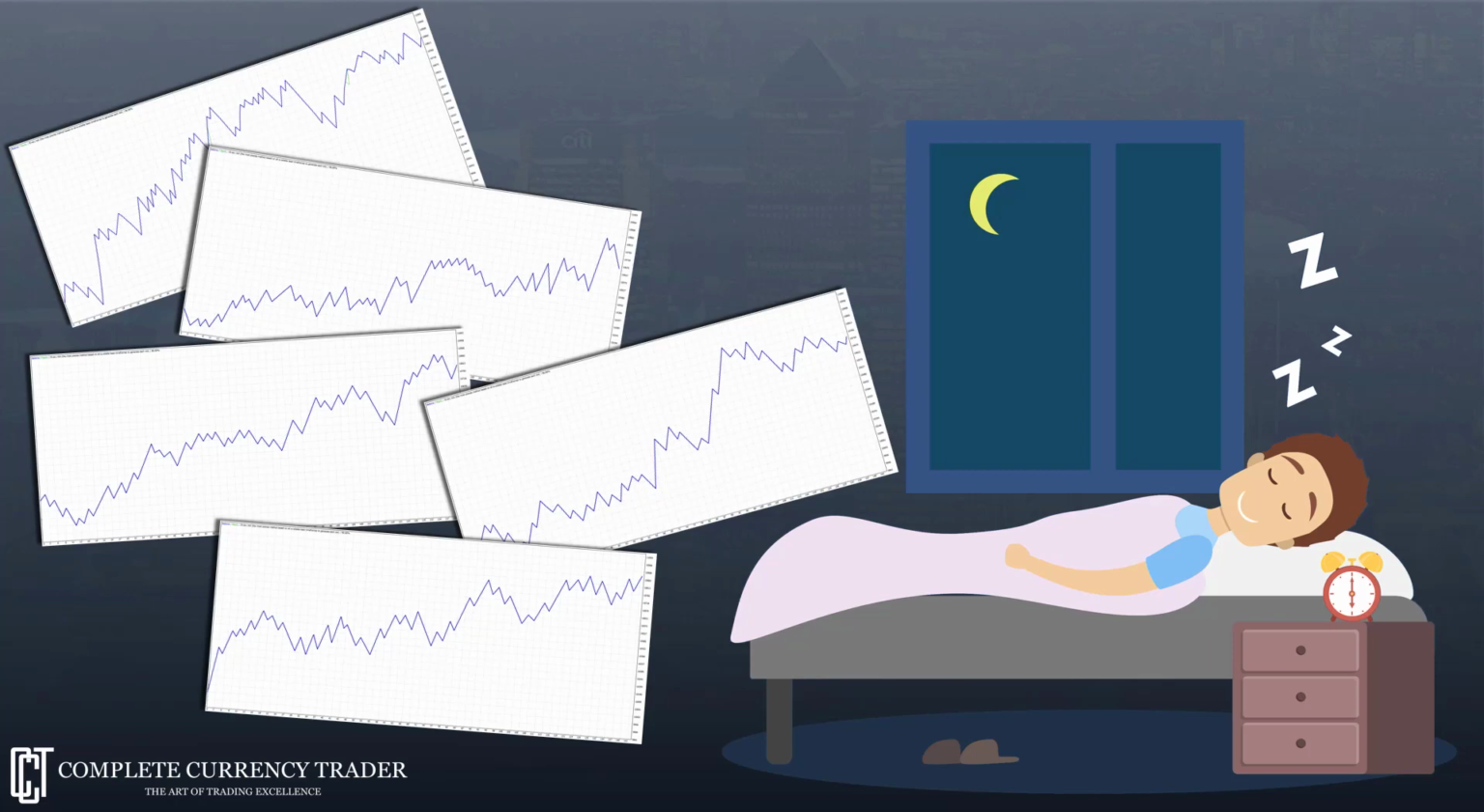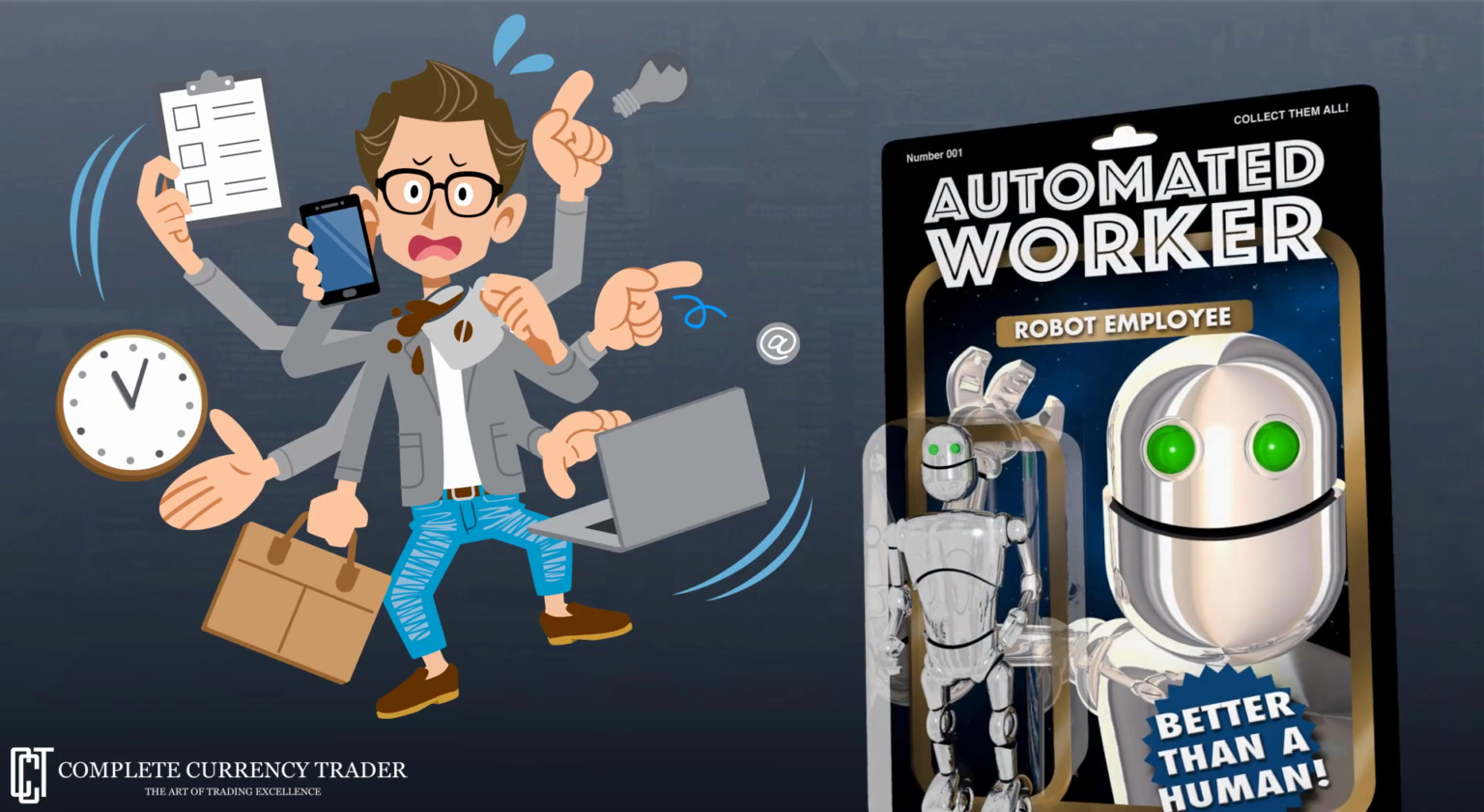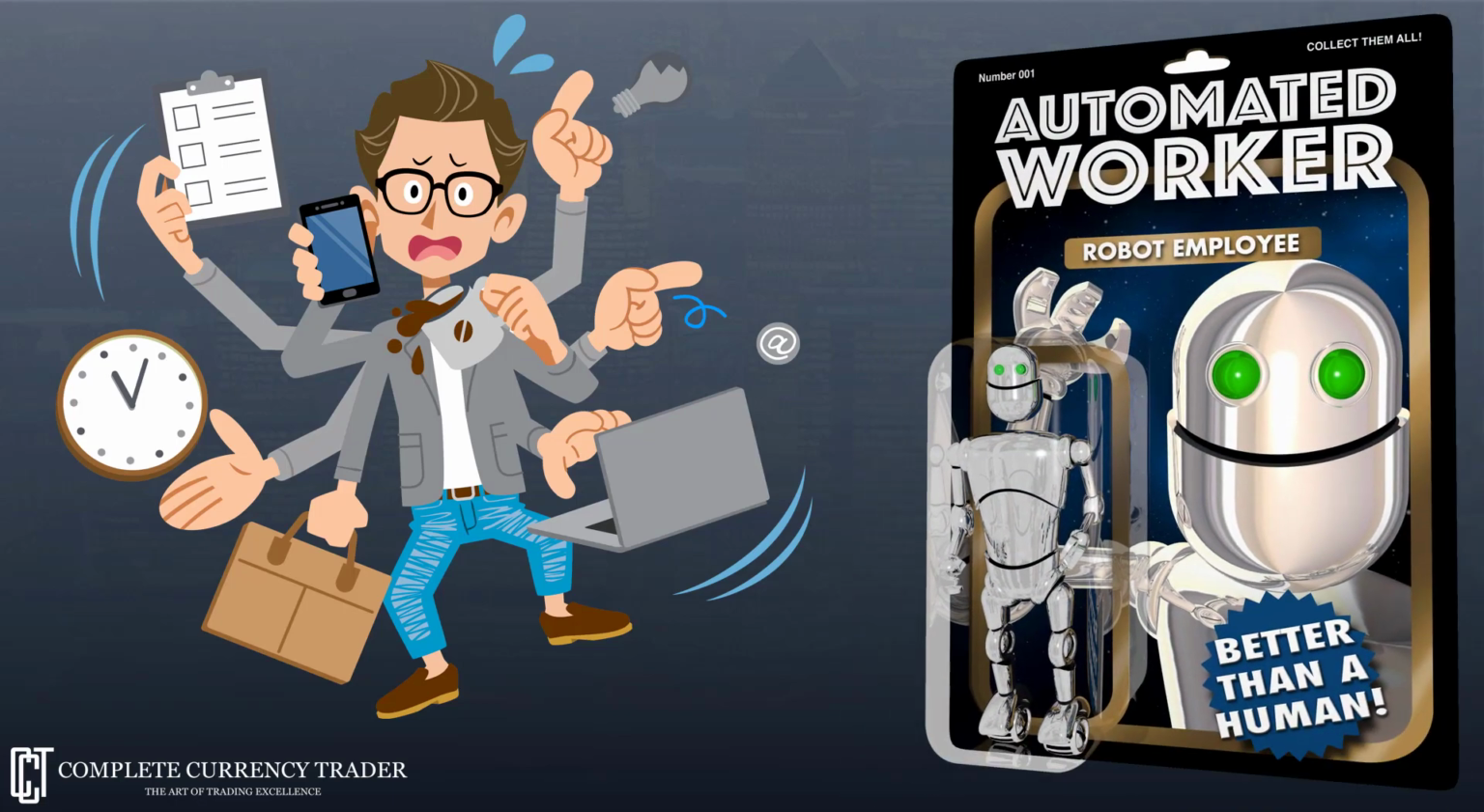A robot can do that while you sleep. And no matter what time zone you live in, if you have a day job or other commitments, it can be really difficult to find the time to trade, no matter what. Well, a robot can be like your own employee, trading around the clock for you, whether you're sleeping or working or just relaxing.